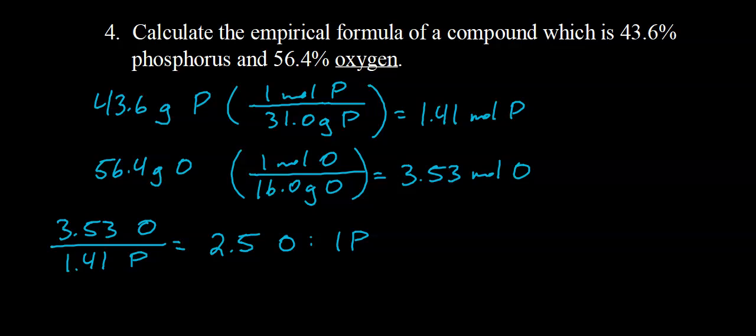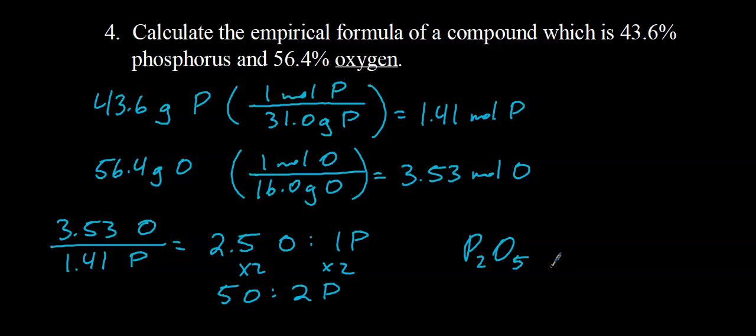So this time, instead of rounding to a whole number ratio, we're going to multiply to make it a whole number ratio. So what can we multiply by to make that, instead of a decimal ratio, a whole number ratio? In this case, we're going to multiply by 2. Now don't forget to multiply both by 2. So instead of a 2.5 to 1 ratio, we get a 5 to 2 ratio. Phosphorus goes first in the empirical formula. And we end up with an empirical formula of P2O5.